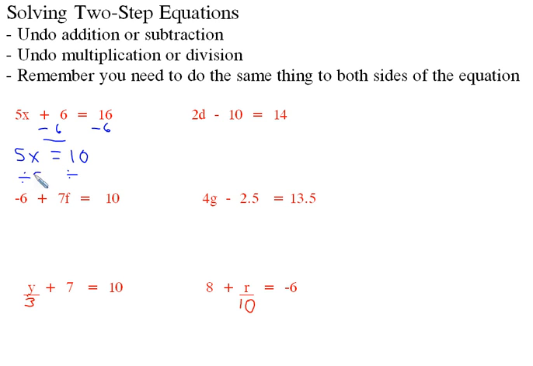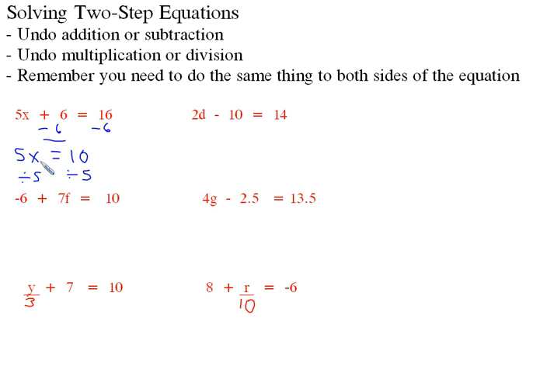In this case, since there's a 5 in front of the x, this is actually called the coefficient in front of the x. This would be a 7 coefficient in front of the f, or a coefficient of 7. This would be a coefficient of 4 in front of the g. It just means you have 4g and 2d, where 2 is the coefficient in front. So we just divide by the coefficient, so divided by 5.